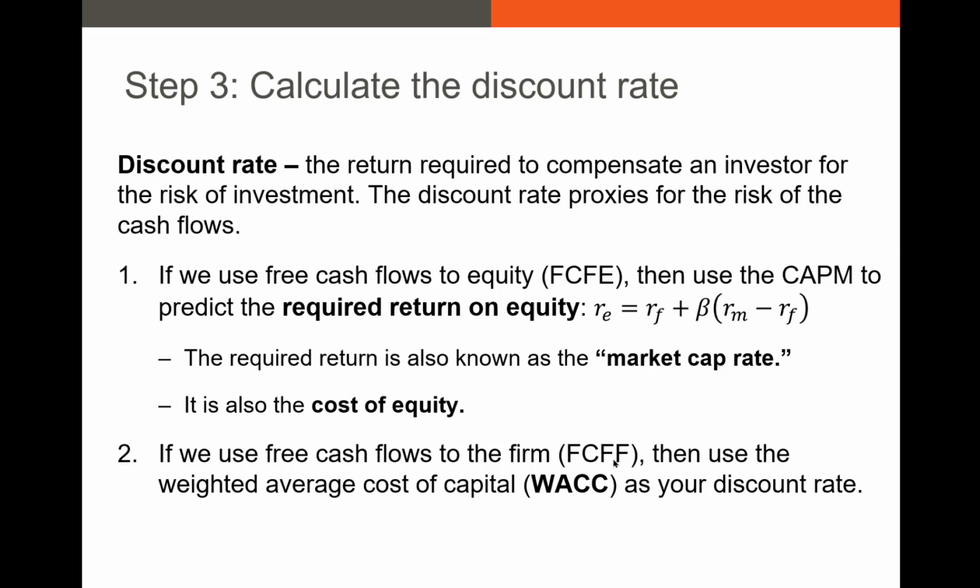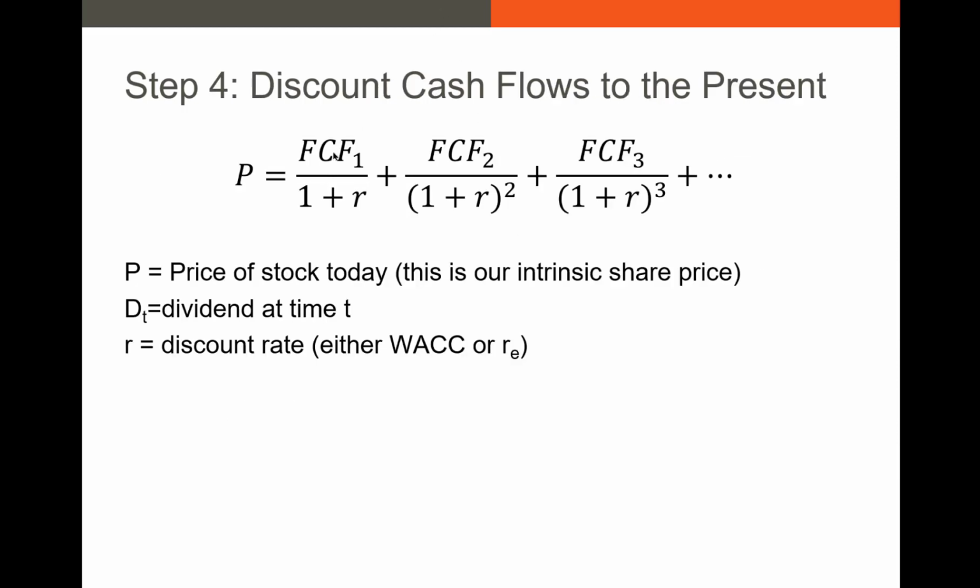If we're using the free cash flow to the firm method, though, we want to use the weighted average cost of capital as our discount rate, because the free cash flows to the firm are the free cash flows being generated for every stakeholder in the firm, not just the shareholders, but also the bondholders and preferred shareholders. And then finally, once we've estimated our free cash flows, say 1 year out, 2 years out, 3 years out, we just discount them back to the present using our discount rate, either the weighted average cost of capital or the cost of equity, and this will give us the intrinsic share price.